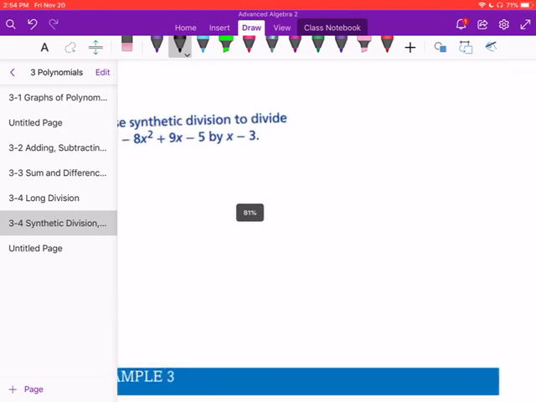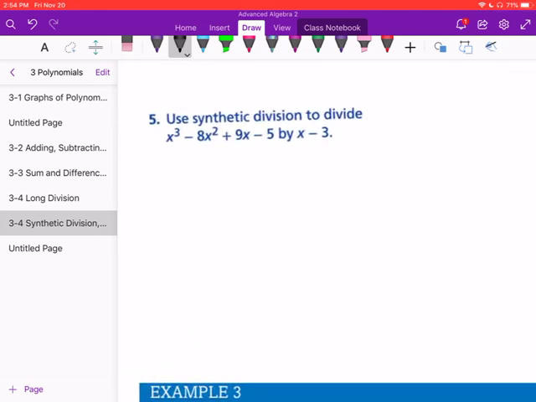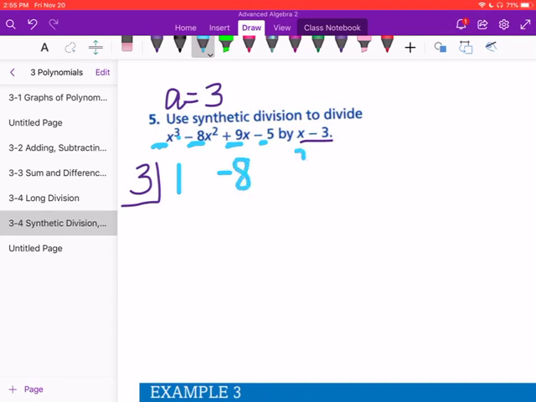All right, this time we're going to use synthetic division to divide x cubed minus 8x squared plus 9x minus 5 by x minus 3. So my a here is from x minus 3, so the a would be positive 3. I'm going to put the 3 right in that little division box. Then I'm going to take the coefficients from my dividend, and I notice it goes x cubed, x squared, x, and then the constant. None of the powers of x were left out, so I just have my coefficients here: 1, negative 8, 9, negative 5.